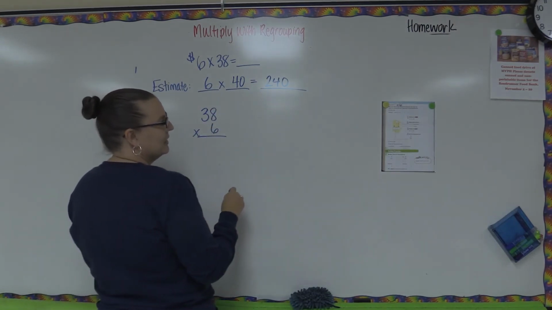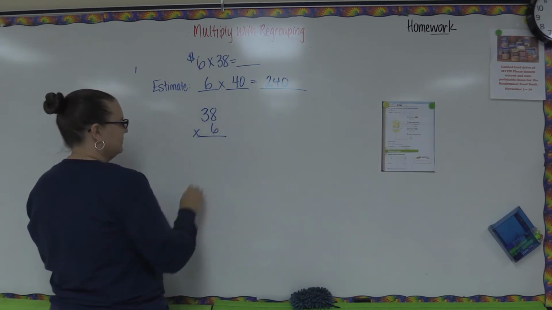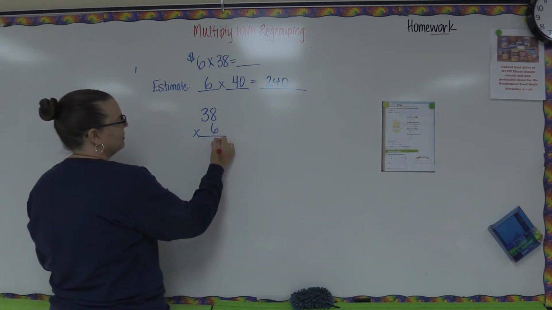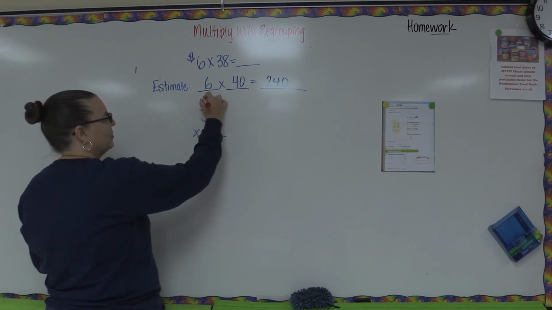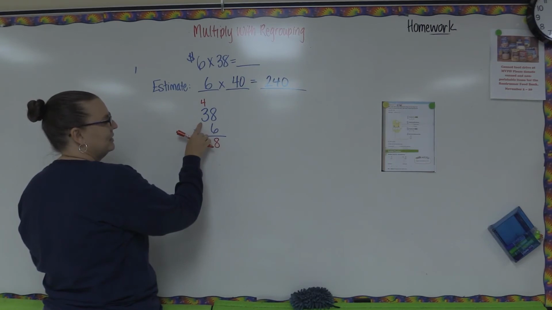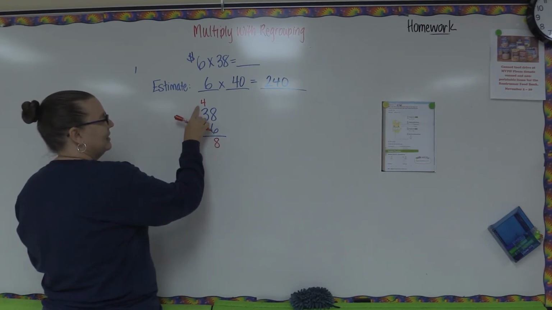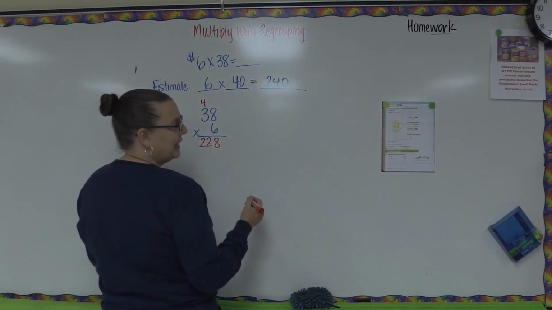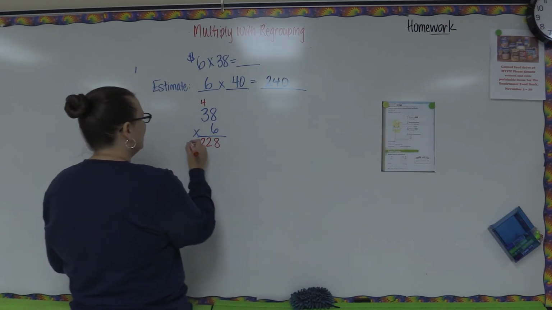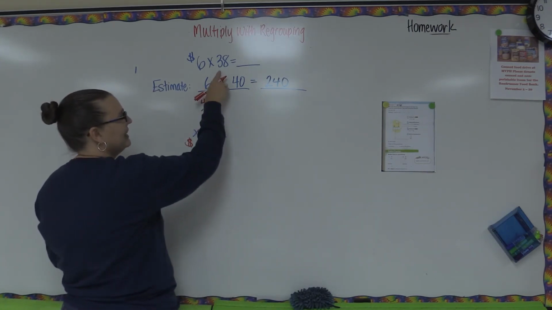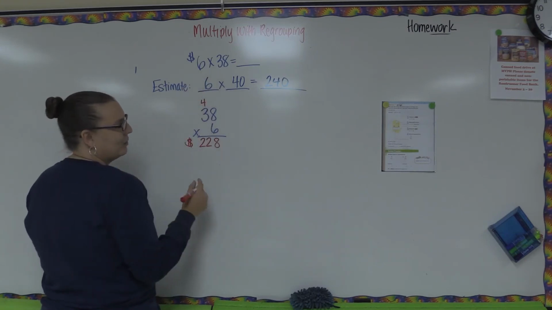The first thing we're going to do is multiply the ones. 6 times 8 is 48. So my 8 is going to go here, and my 4 is going to carry up to the tens. Then I'm going to multiply 6 times 3, which is 18, plus 4 is 22. So the actual answer is 228. So Will earned $228 by working 38 hours at $6 an hour.